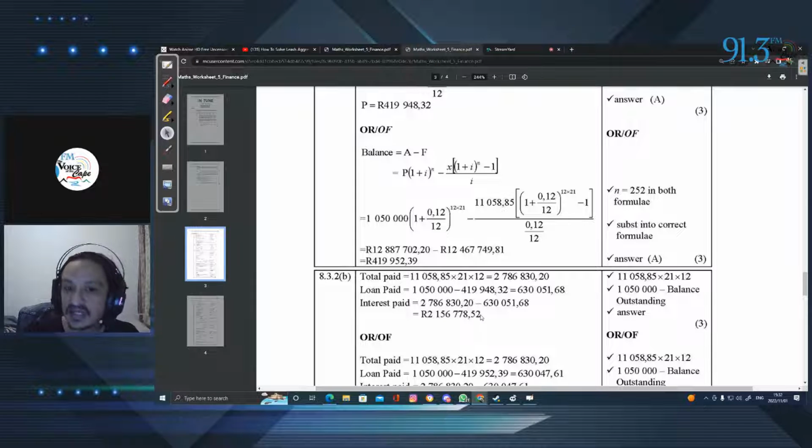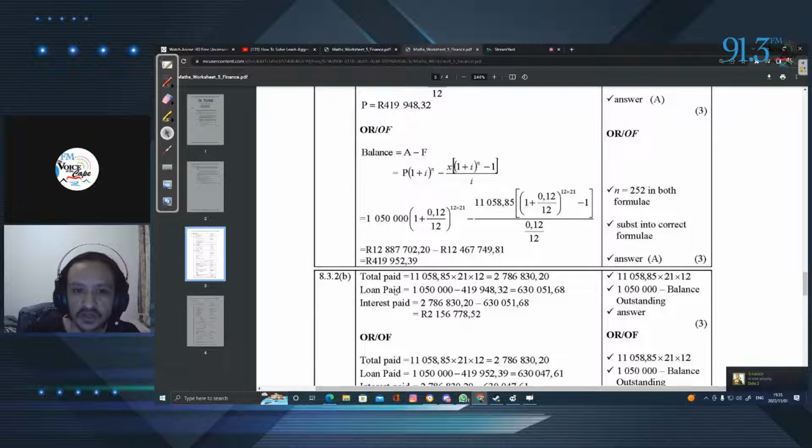2,156,782.52. So that's kind of scary, because if you look at the valuation of the house and the interest paid, if Tabu could have saved the cash under his bed and just paid for the house without interest, that would have been a great thing. But unfortunately, Tabu cannot do that. So you end up paying back the bank quite a bit of money with regards to the loan you took out on your house. And that's how you would solve that.